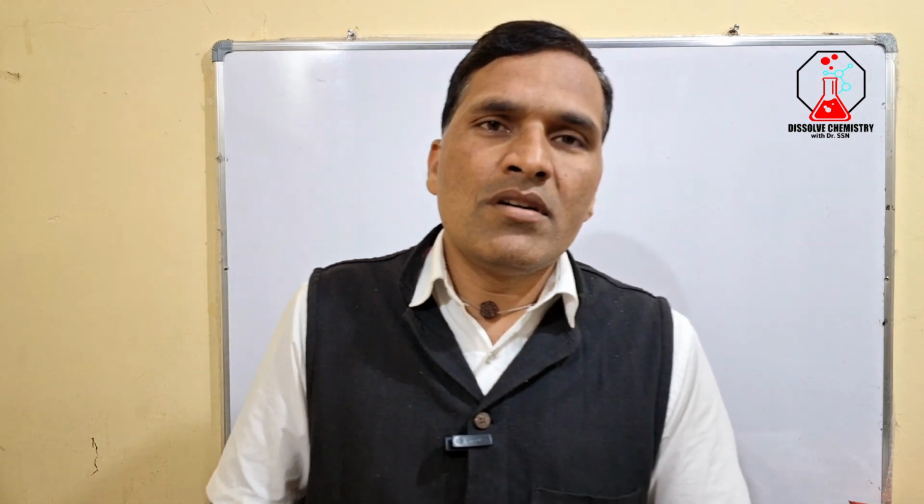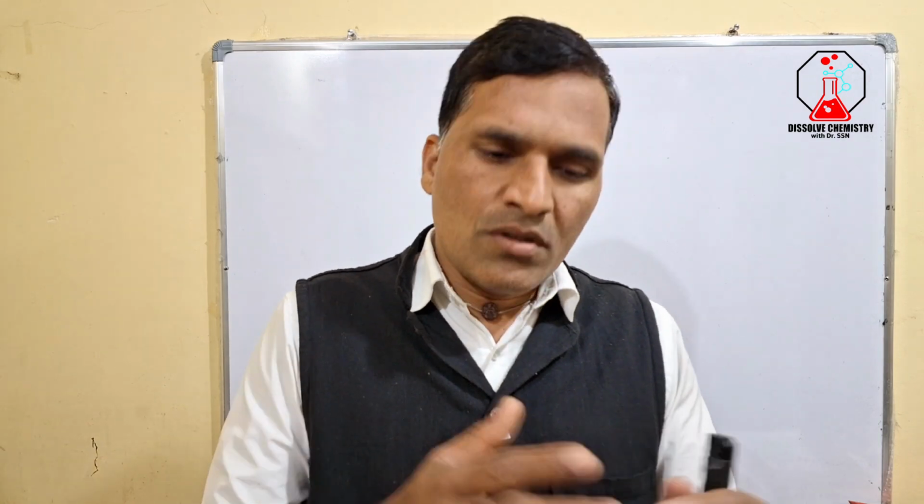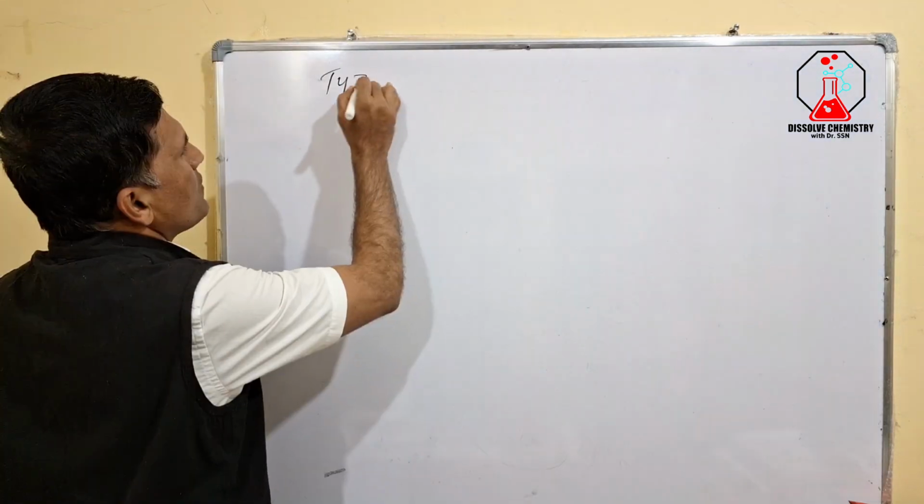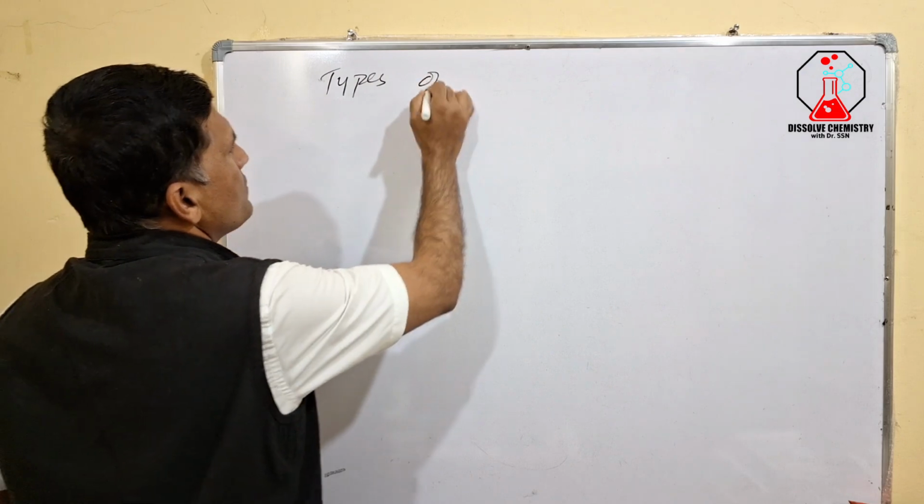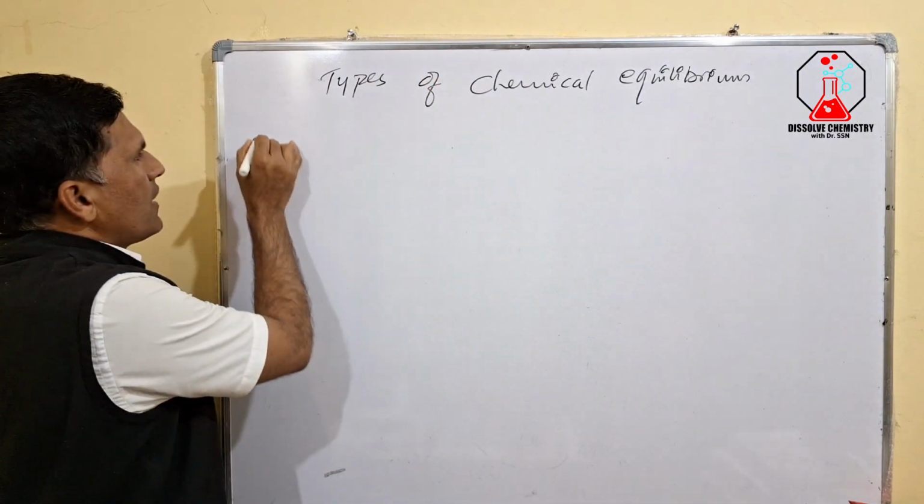Let us continue our discussion on chemical equilibrium. In the previous video, we discussed the law of chemical equilibrium and derived an equation for the equilibrium constant. In the present video, we are going to discuss types of chemical equilibrium, and in detail we will discuss homogeneous equilibria. Types of chemical equilibrium are categorized into two types.